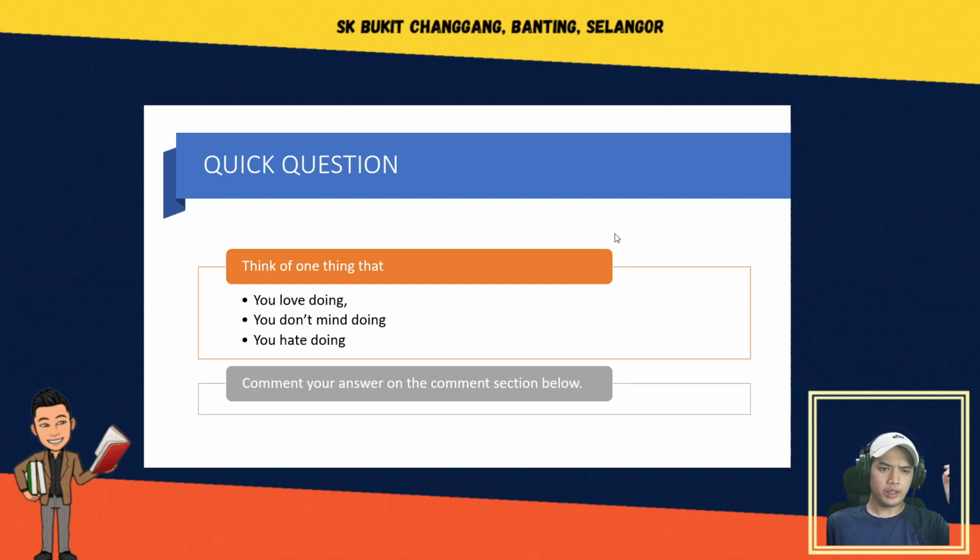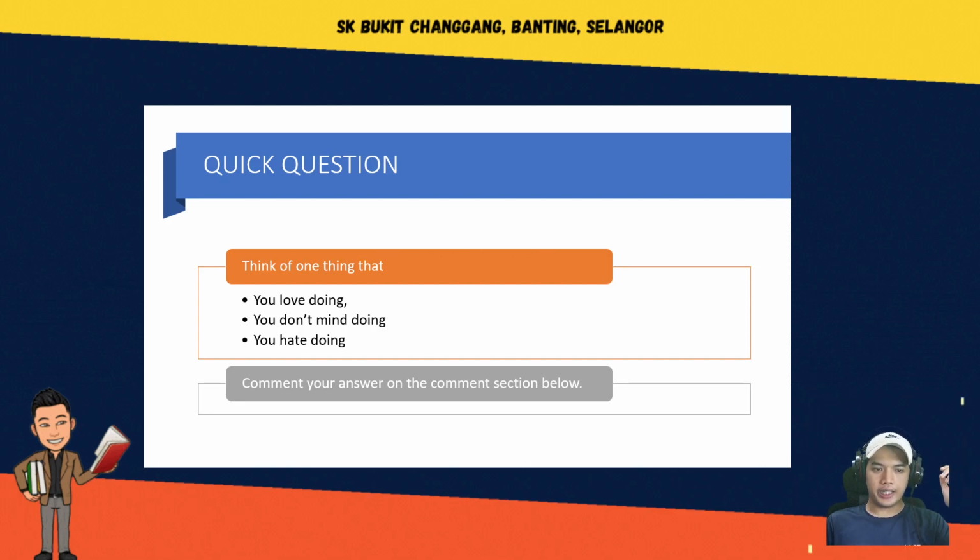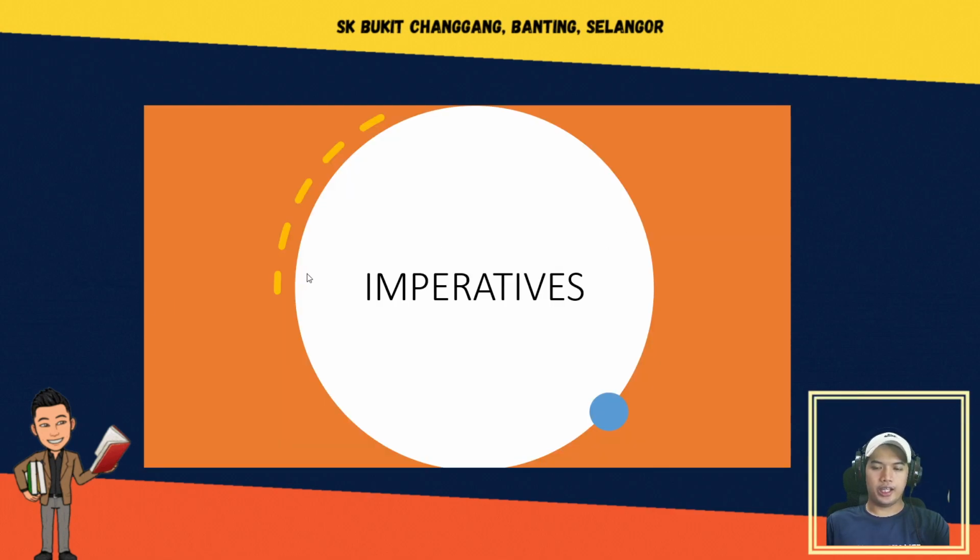Alright. Let's move on to the second part. Very short. Imperative. Okay. For your information, imperative dalam bahasa Melayu adalah kata arahan ataupun kata suruhan. For example, pergi ke sana, tolong ambil ini, belok kanan, belok kiri, jalan terus. So, itu adalah kata arahan. In English, we call it as imperative.